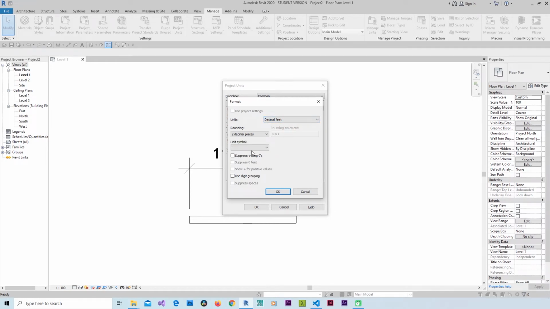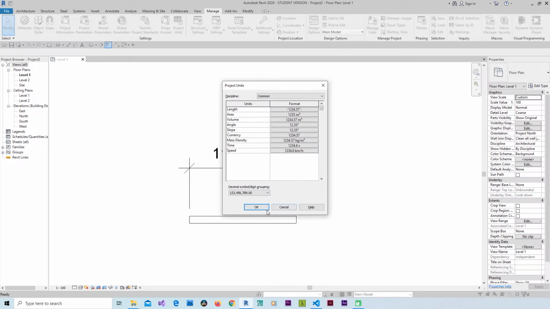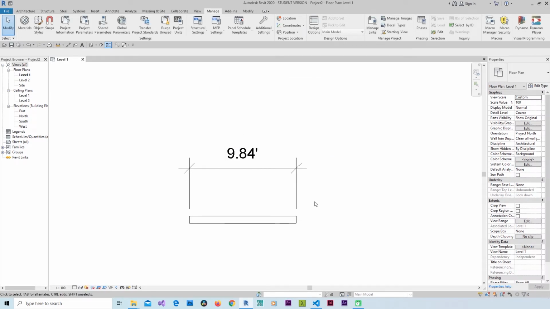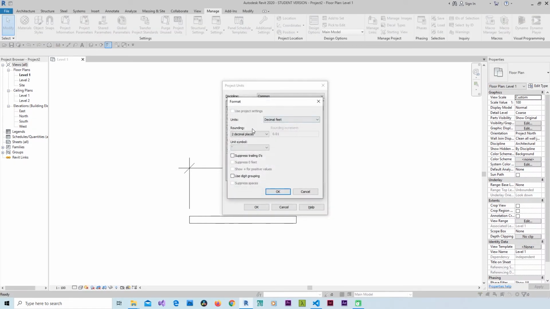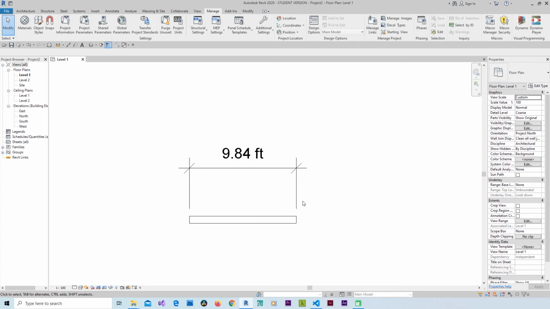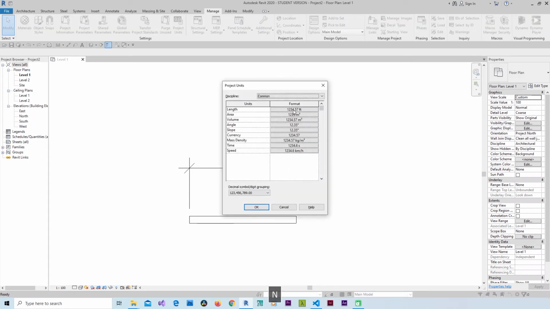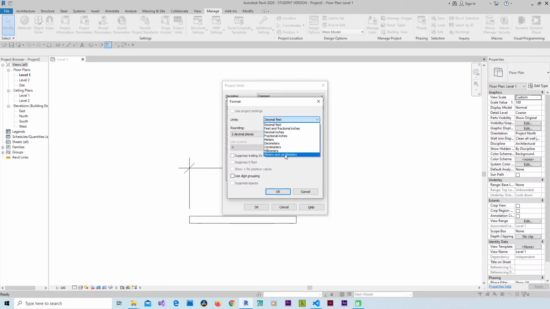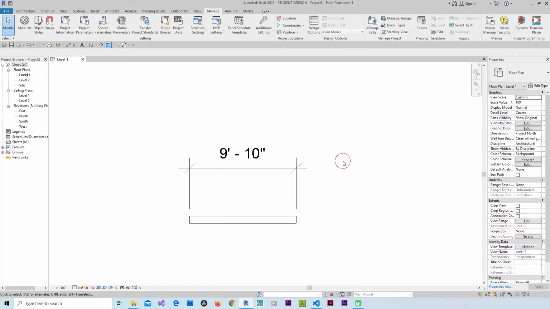We can make it decimal feet, like this. We can change its symbol to feet, like this. We can change units to feet and fractional inches, and make it rounding to nearest quarter inch, like this.